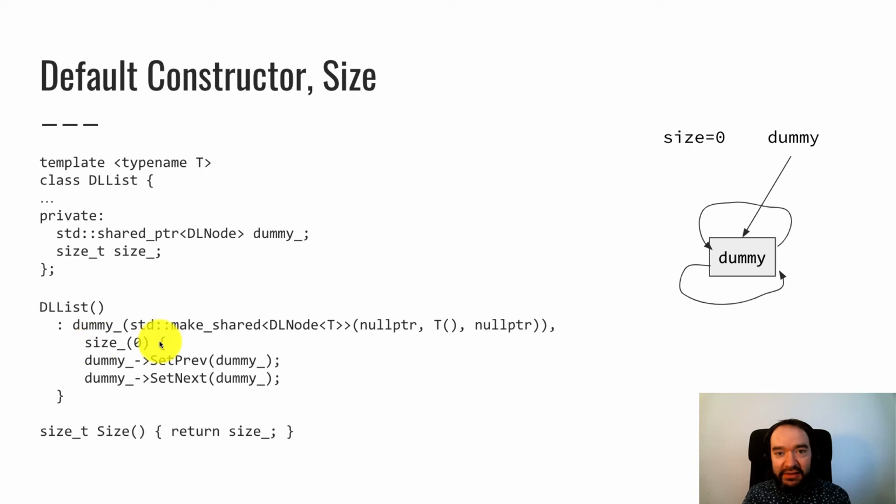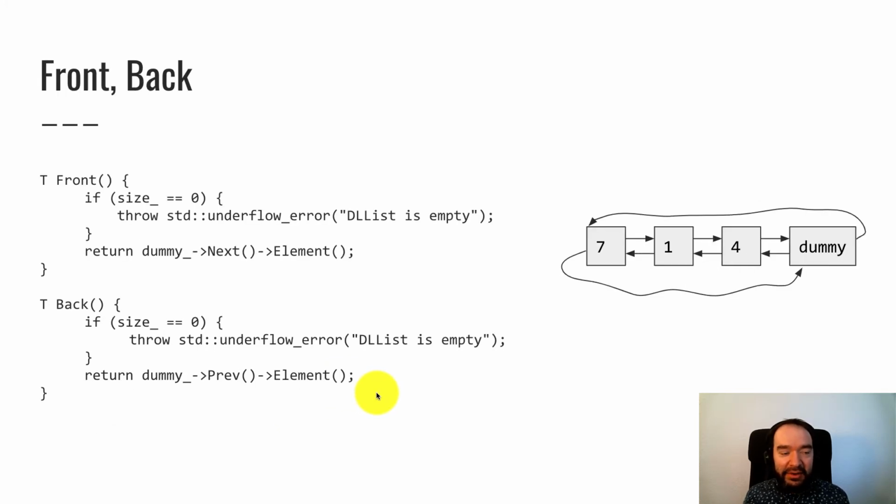And we initialize size to 0, of course. Then the body of the constructor does what I just said. We say dummy's previous is set to dummy and dummy's next is set to dummy. That creates the circular links in the sketch that need to be there so that we have a proper circular doubly linked list. The size accessor at the bottom here is straightforward. It just returns the size data member.